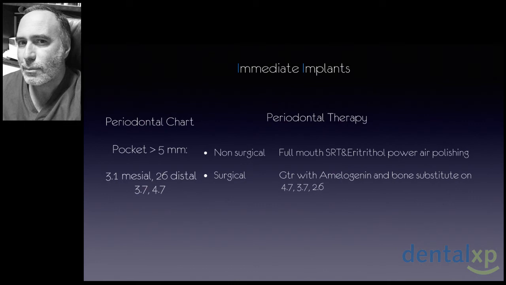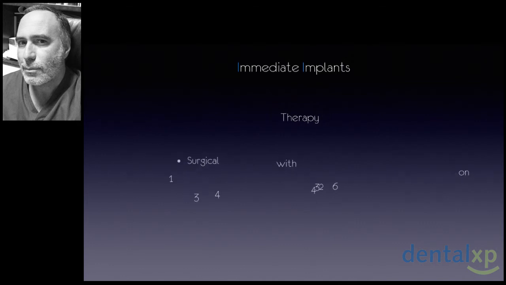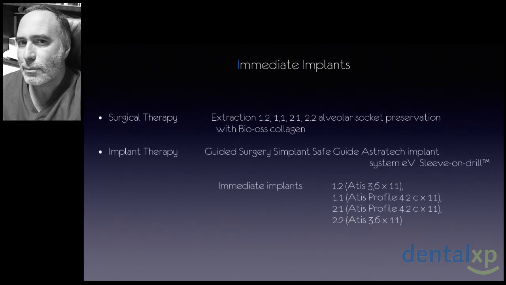The periodontal therapy is non-surgical, with full-mouth scaling and root planing and professional air polishing, and surgical, with guided tissue regeneration with amelogenin and bone substitute on 4.7, 3.7, and 2.6. The surgical therapy is extraction of 1.2, 1.1, 2.1, 2.2 with alveolar crest preservation with Bio-Oss Collagen, and implant therapy.